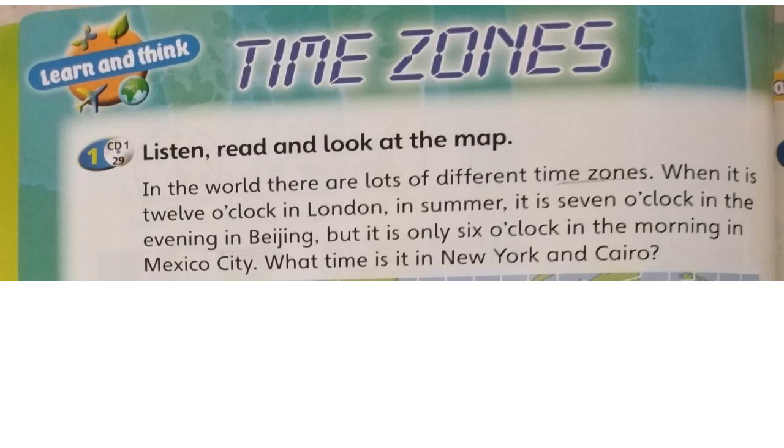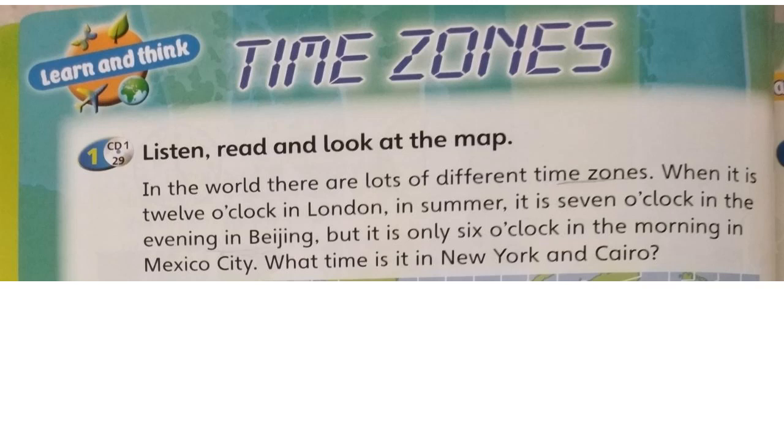In the world, there are lots of different time zones. When it is 12 o'clock in London, in summer, it is 7 o'clock in the evening in Beijing. But it is only 6 o'clock in the morning in Mexico City. What time is it in New York and Cairo?